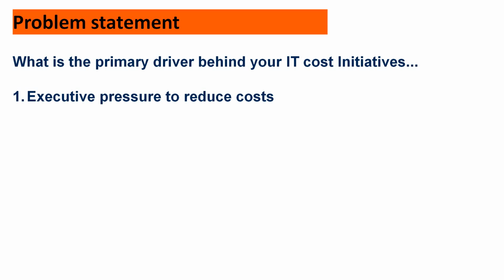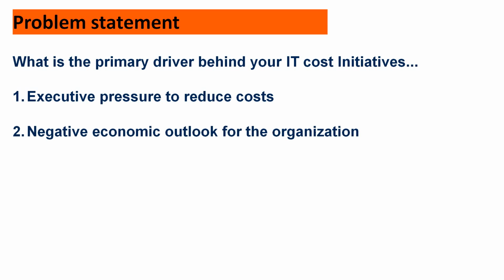Is it just the executive pressure to reduce the costs, or could it be an economic outlook for the organization? The market may not be good, or some giant has introduced a new product into the market which is totally rival to our product. There may be a change in the management or in the executives at the board level, or some conflict with our existing partners. So there could be a lot of reasons why this IT budget has to be cut.